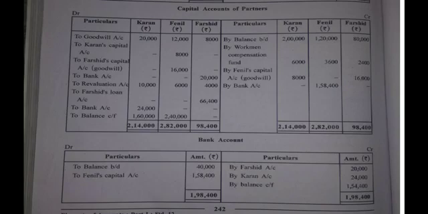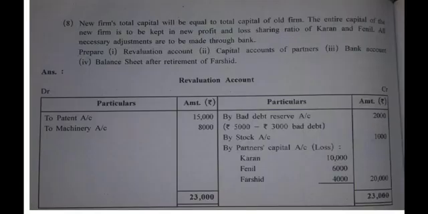Okay, so I hope you will pay attention. So let us start with the process of totaling accounts. You have a revaluation account, and I hope you have also prepared. This is presented on your screen as well as it is given in your textbook on page number 251, just below the adjustment number 8.